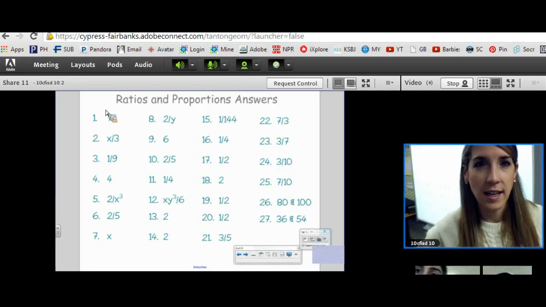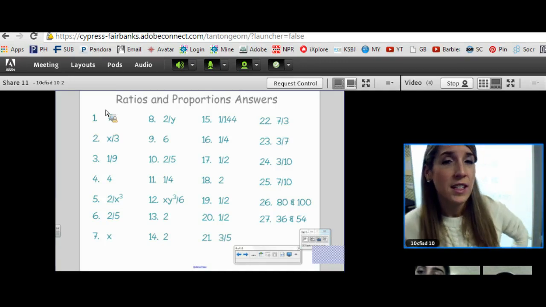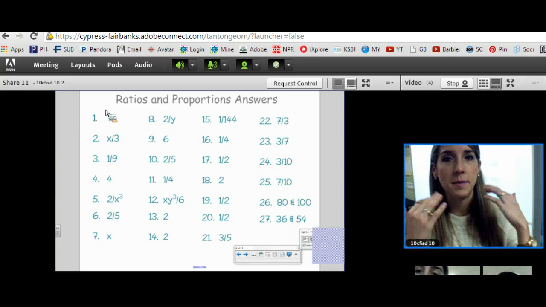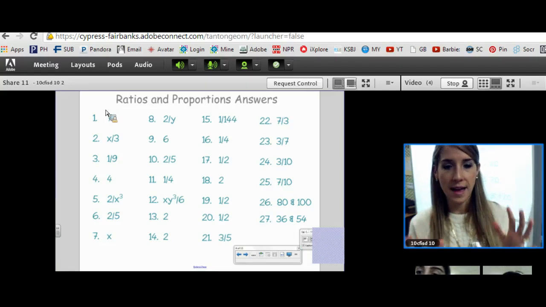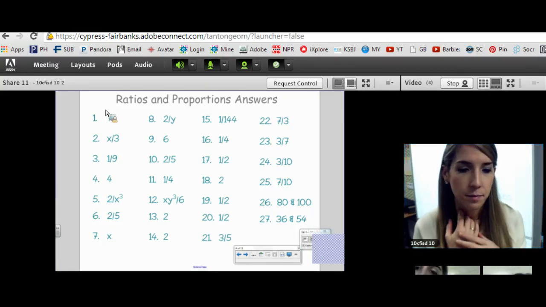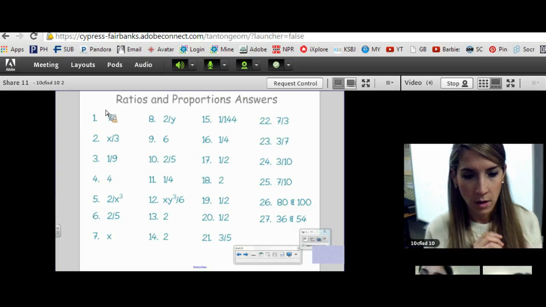So hopefully you just did a little bit from each section to make sure, okay, I've mastered this concept, now I'll move on to the next one. So go ahead and check your answers and we will go over whichever ones we need to. We don't have a very long lesson today, so we can spend some time going over homework answers if you would like to.